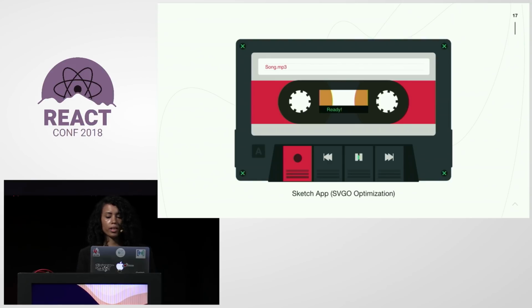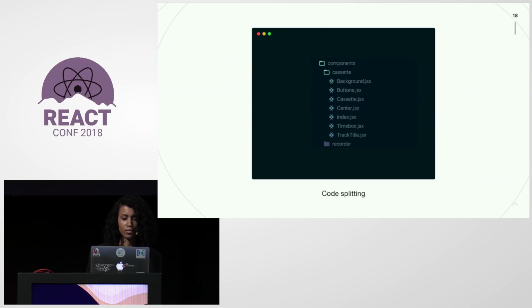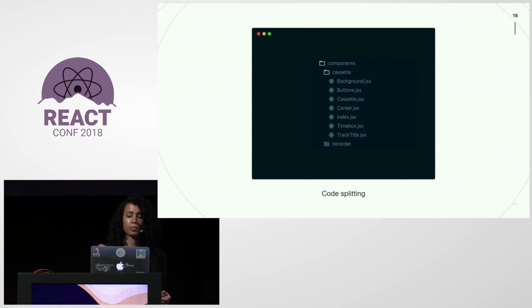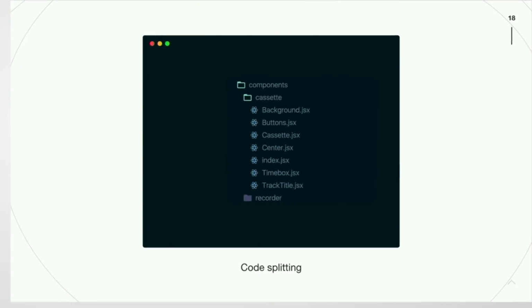So what I did is I grabbed the Sketch file, and I used SVGO to optimize the file. If you see, I have all the elements there, the play and the pause are there, one on top of the other, and it's on purpose. It's not because I'm a bad designer. I just need all the elements to manipulate after. So after that, I split all the code. I transformed it into JSX, and then I split it into different files.